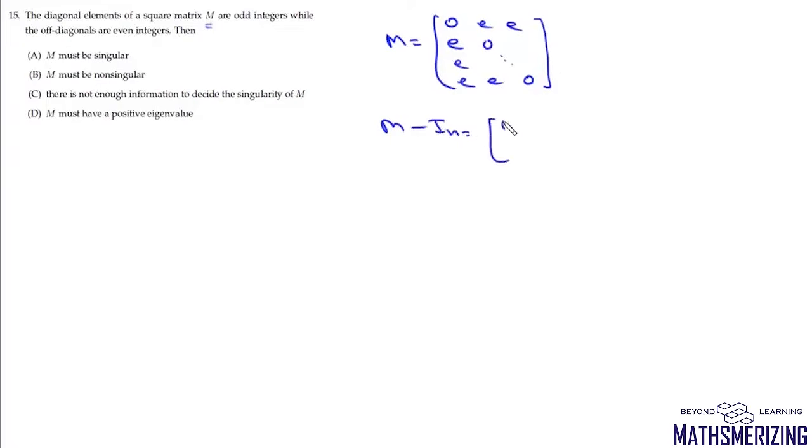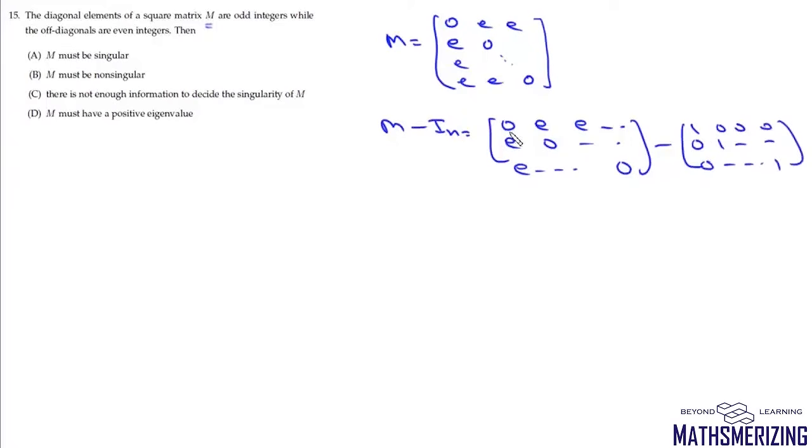Now question number 15: the diagonal elements of square matrix M are odd integers while off-diagonal are even integers. Then which of the following options is correct? So we'll take this matrix M, where diagonal elements are all odd and non-diagonal elements are all even. Now we'll find M minus I_N, then it will be odd, even, odd, even, odd, minus 1 0 0 0, 0 1 0 0 and then 0 0 0 1.